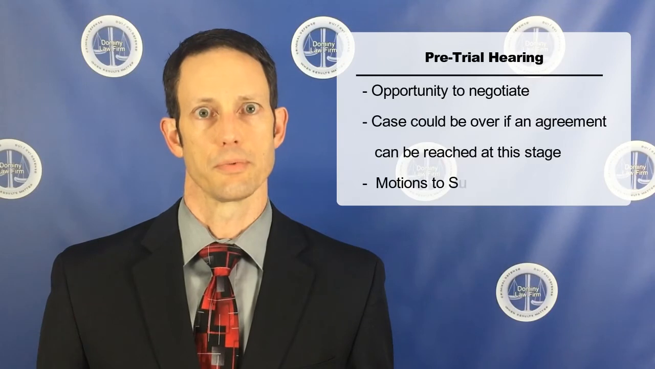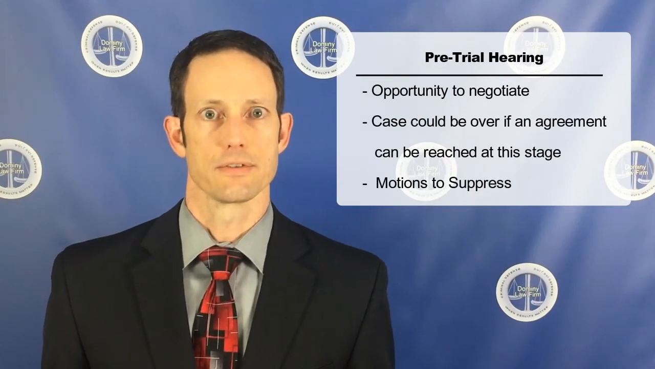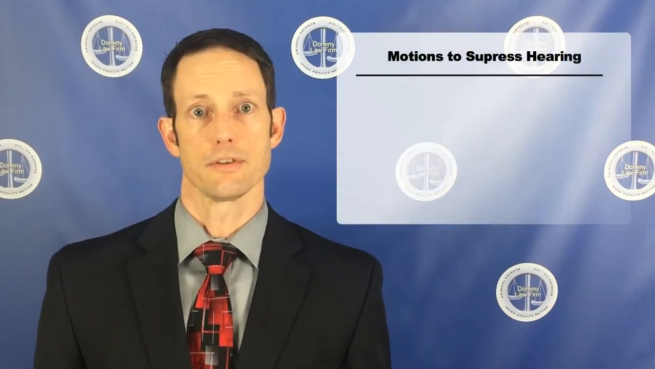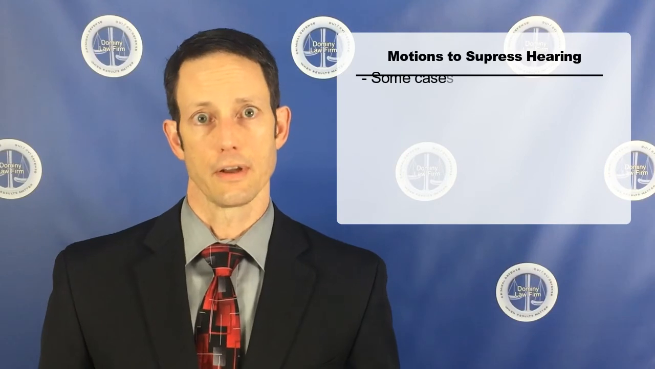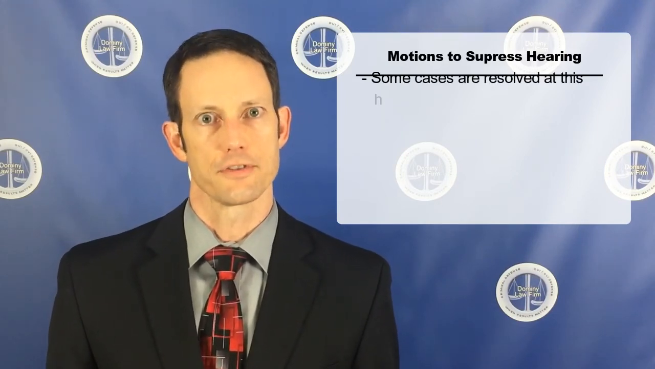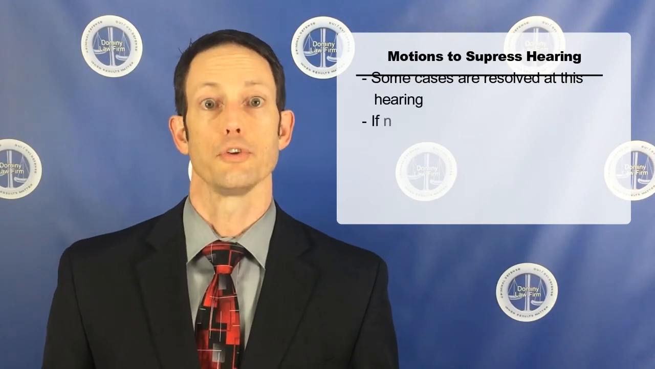on motions to suppress. In OVI cases, we typically file motions to suppress evidence such as the field sobriety tests or the breath, blood, or urine test. And so we have a hearing on those motions. Some cases are resolved at the hearing on the motions to suppress, and some are not. If your case is not resolved at that stage, then you go to a trial.